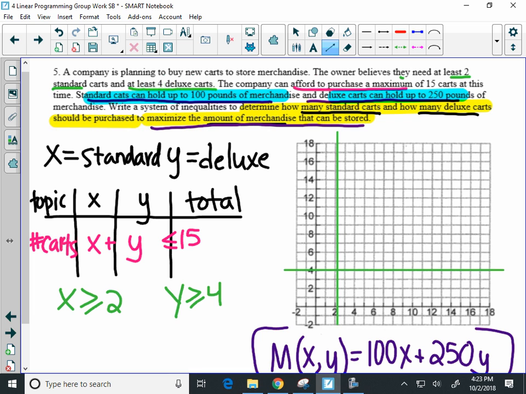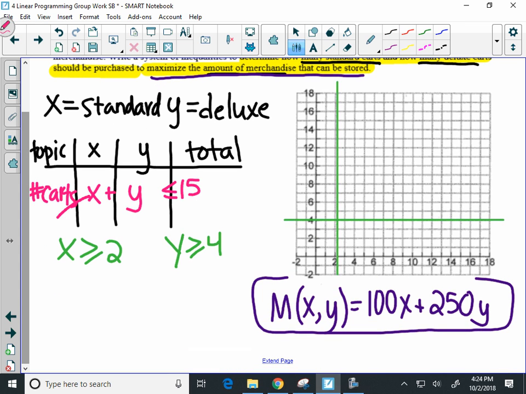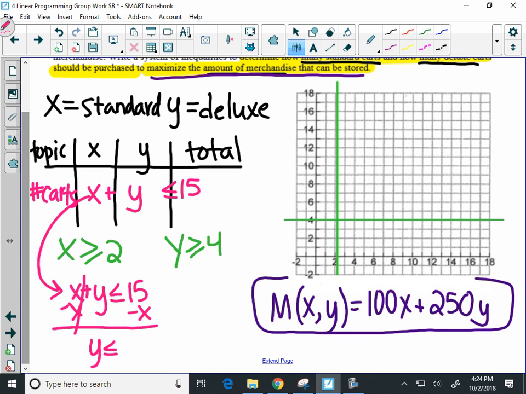Now that third equation for the number of carts needs to be solved for y. So I'm going to bring it down underneath here and solve this equation for y, which is actually pretty simple here because all you have to do is subtract x from both sides. The constraint you're going to graph is y is less than or equal to 15 minus x. That means you have a y-intercept of 15, and you're going down one, right one. Pay attention to where you cross the other constraints.